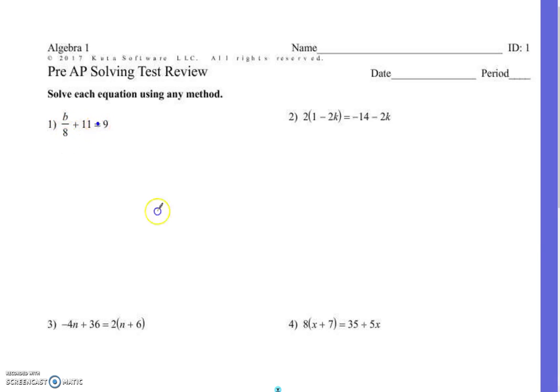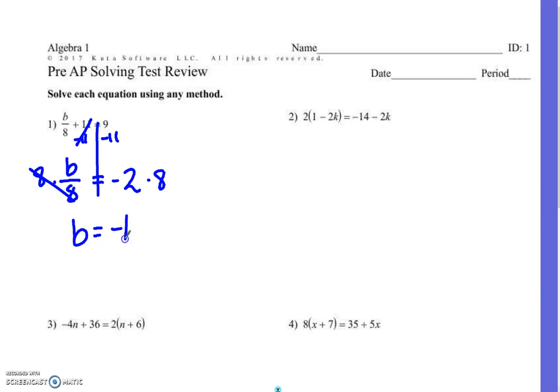this division sign. So just to show you, if you're solving this, you're going to get rid of this plus 11 first. The opposite of adding 11 is to subtract 11. And you have b divided by 8 equals, and then 9 minus 11 is negative 2. Then you deal with this. The opposite of dividing by 8 is to multiply by 8. And that goes away, and b equals negative 2 times 8, which is negative 16.